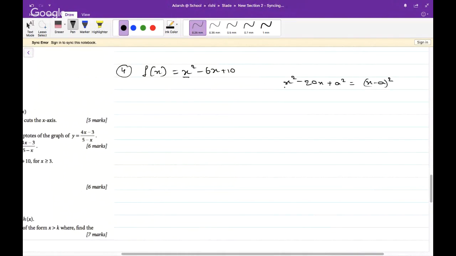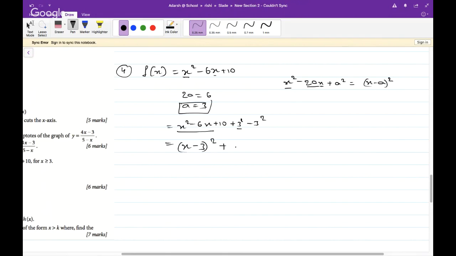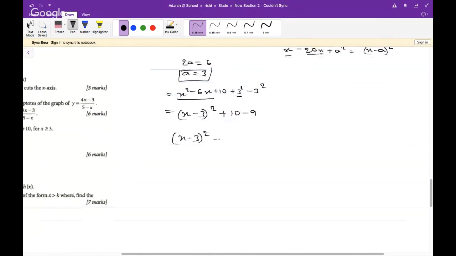In place of x squared there is x squared, in place of x there is x, in place of 2a there is 6. So 2a is equal to 6, that means a is equal to 3. Now to complete the square, the third term has to be 3 squared. So we'll add that and we'll subtract that. So x squared minus 6x plus 10 plus 3 squared and minus 3 squared, whatever we have added we are removing out. So x squared minus 6x plus 3 squared will get us x minus 3 the whole square, plus 10 minus 9. So you get x minus 3 the whole squared plus 1.